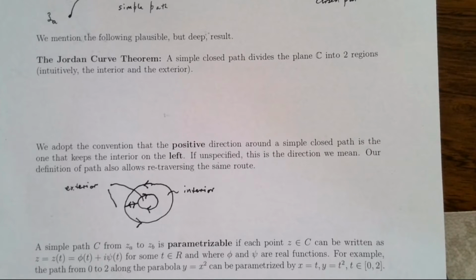So our definition of path also allows retraversing of the same route. For example, we could take this closed path. We start off, say, here. We go around here, looking always on our left. That's going to mean this is part of the interior. We then move along here, again looking on our left. We can then move up around here, around to here, back to here, around here, and back to where we start from.